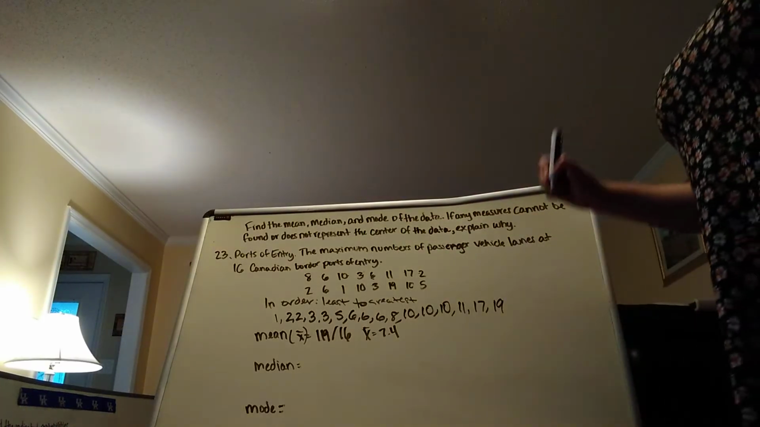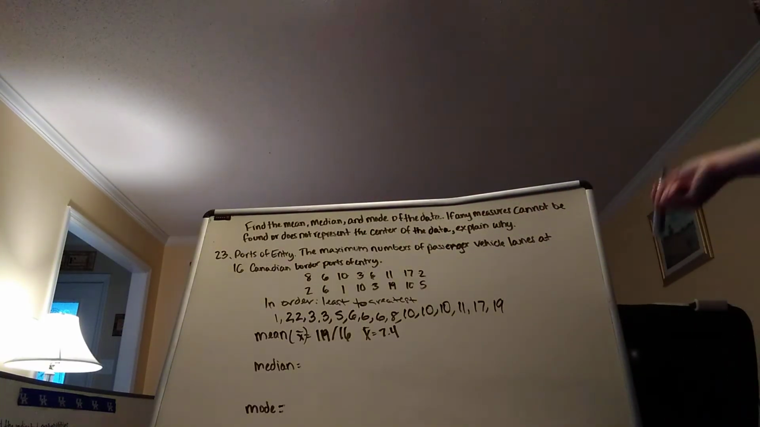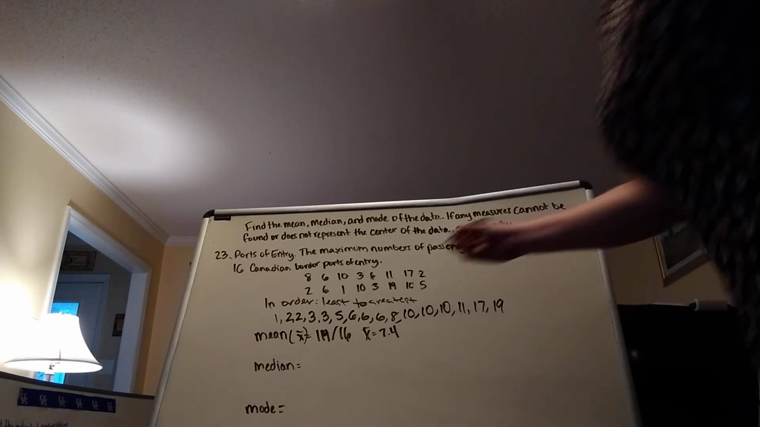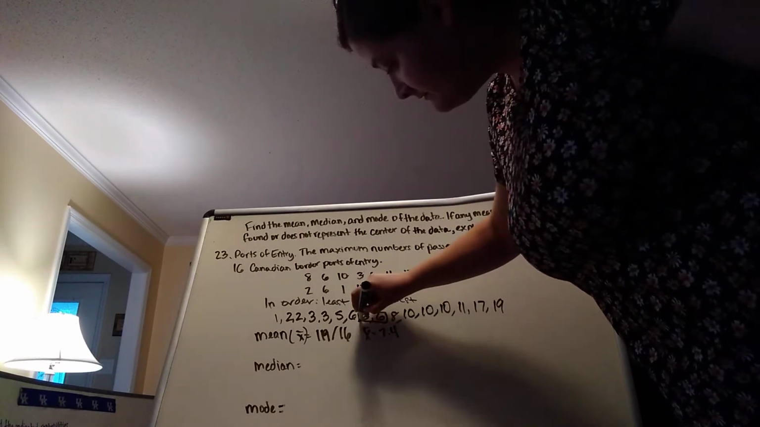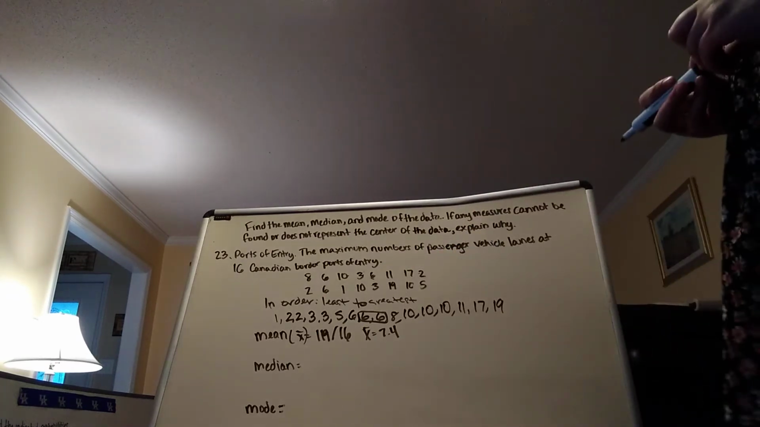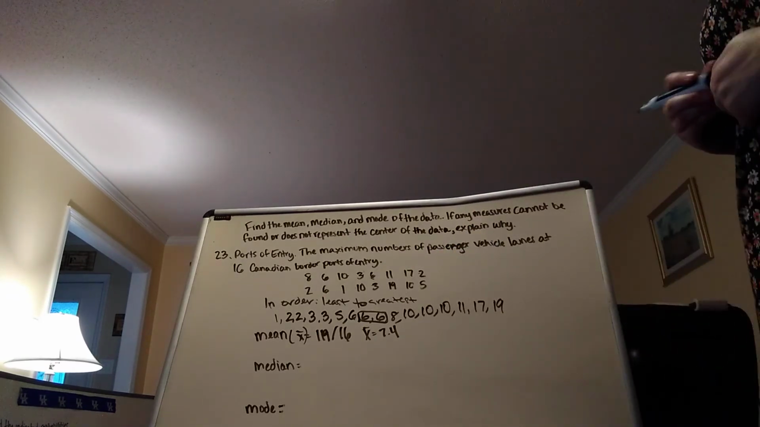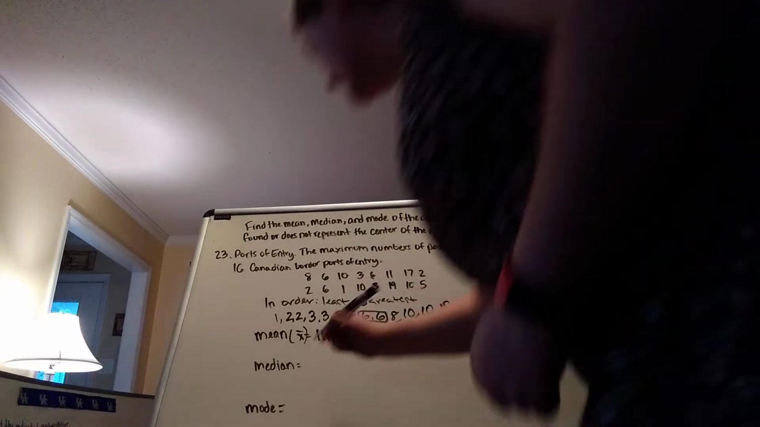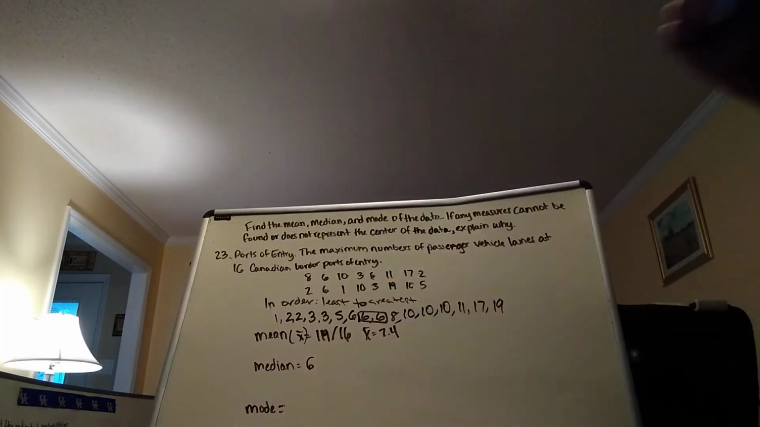Your median is your middle term. So this is an even set of data points, so you have to look for the middle 2 terms. Now, normally you'd add the 2 terms together and divide by 2, but since they're the same number, we can go ahead and say that our median is, in fact, 6.